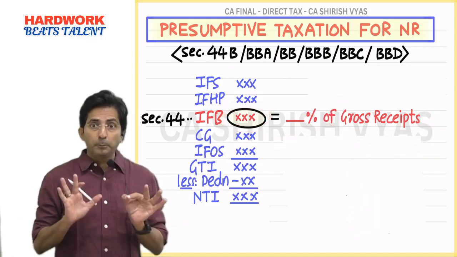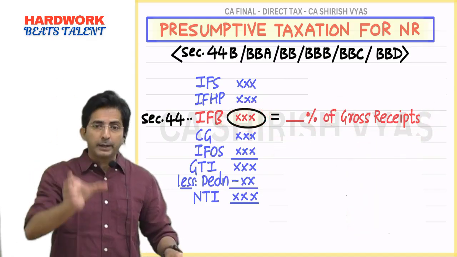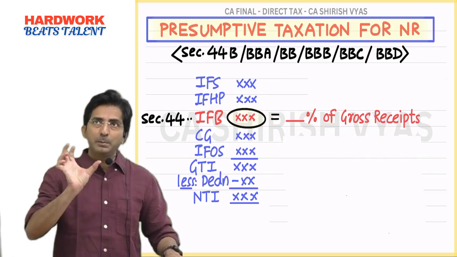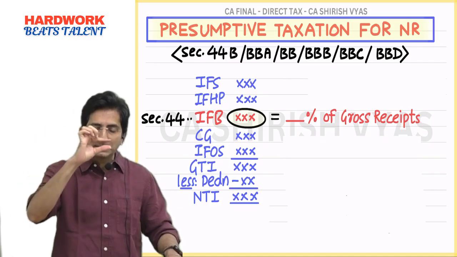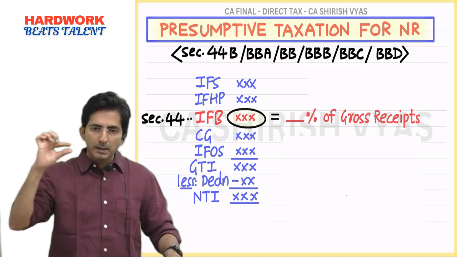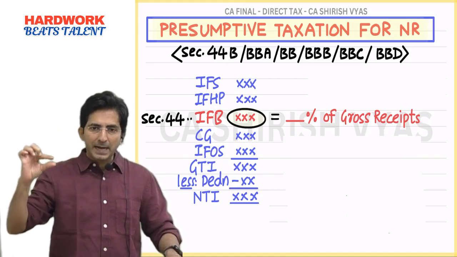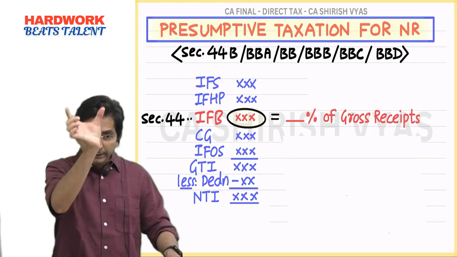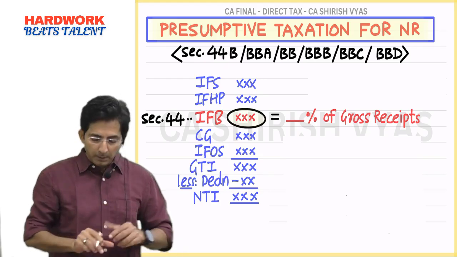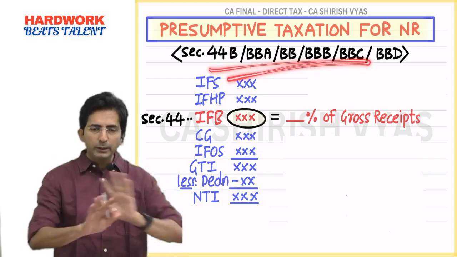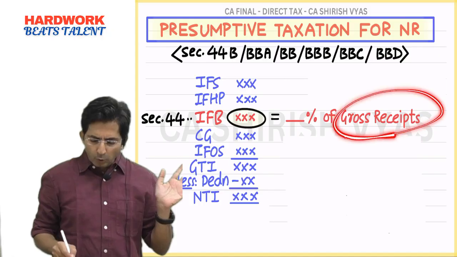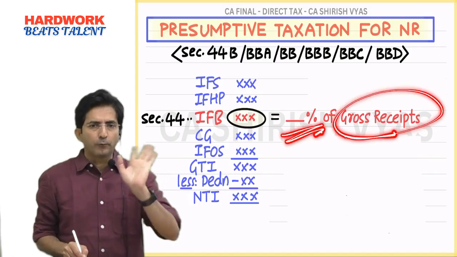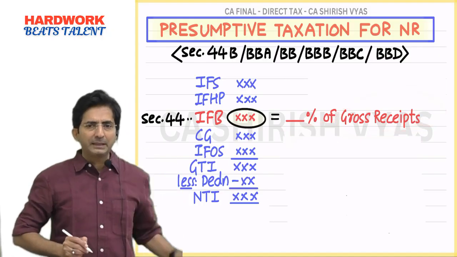Generally for PGBP, you have to do a detailed working. What is the format of PGBP working? Net profit as per P&L account, add disallowed expense, less non-business income, less unrecorded business expense, add unrecorded business income. We do detailed working of PGBP. But this section says no need to do detailed working. We will presume that out of your gross receipts, a certain percentage is your profit, and on that you have to pay the tax.